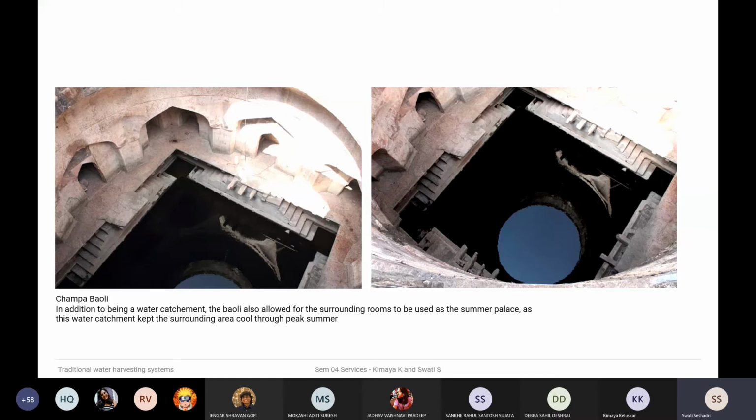Then we spoke about the Baolis. Now there is a Champa Baoli, like I showed you on plan, and I said that that was the summer palace. Basically, there are a lot of these rooms around it. Okay, and this is much deeper.